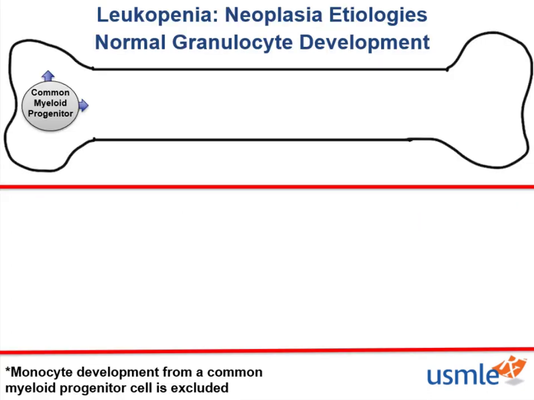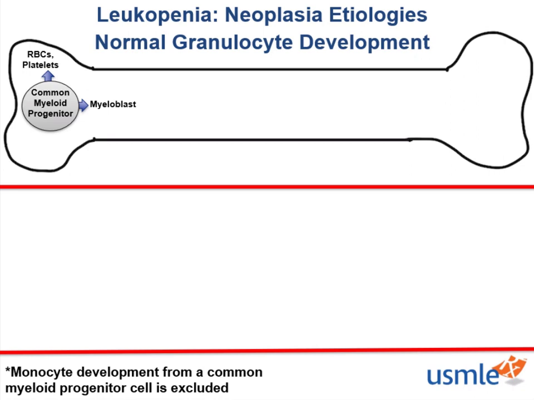To discuss neoplastic etiologies of leukopenia, I want to base our discussion in normal granulocyte development and a resultant cancer from abnormal granulocyte development. Looking at the diagram, know that there is a common myeloid progenitor cell that gives rise to red blood cells if stimulated by the cytokine erythropoietin and platelets if stimulated by the cytokine thrombopoietin. If acted upon by other cytokines, such as granulocyte colony stimulating factor, that common myeloid progenitor can differentiate into a myeloblast that gives rise to all the granulocytes.